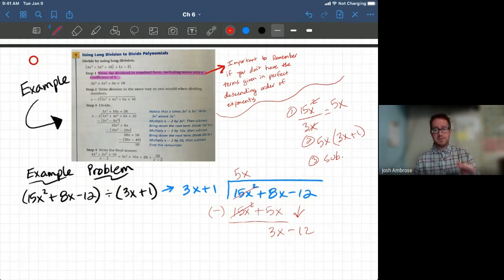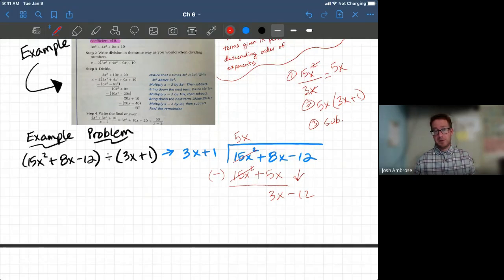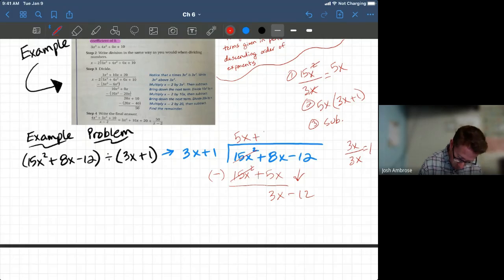Now redo it. So now you have a brand new first term. It's the 3x. We will be dividing that by itself, which is kind of nice. 3x divided by 3x, in this case, just equals 1. So then we're going to be writing a plus 1. And then what do we do with that 1? We multiply that 1 by the entire binomial on the outside. It's nice, 1 times anything is going to be itself. So we're writing 3x plus 1 underneath here.